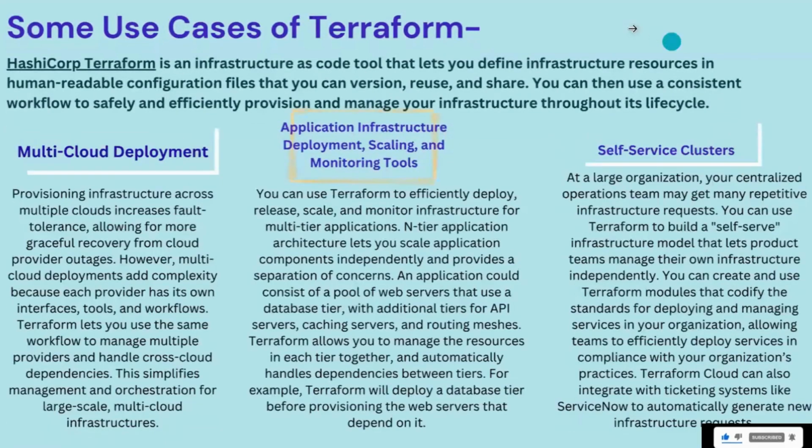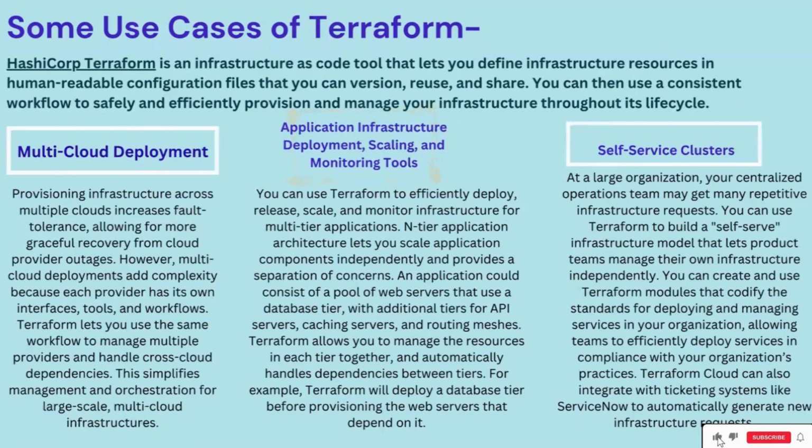So let's talk about some of the use cases of Terraform. HashiCorp Terraform is an infrastructure as code tool that lets you define infrastructure resources in human-readable configuration files that we can version, reuse, and share. You can then use a consistent workflow to safely and efficiently provision and manage your infrastructure throughout its life cycle. The first use case is multi-cloud deployment.